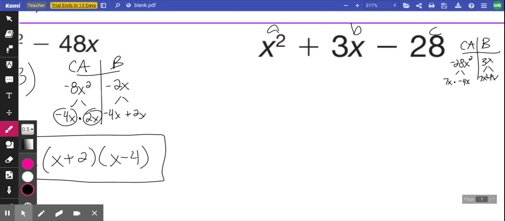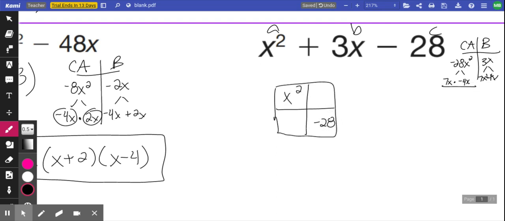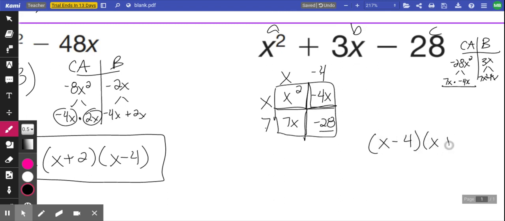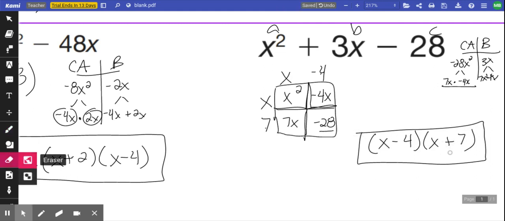To which then now I'm going to set up my box. Once again, A goes in the top left, C goes in the bottom right. And then what I came up with here fills in the rest. I know x times x is x squared. I know to get here, I need to multiply by negative 4. To get here, I need to multiply by 7. And in fact, 7 times negative 4 is negative 28. I didn't factor out anything in front, so my answers are simply x minus 4, x plus 7. It doesn't matter which order these are written in. It could also be written as x plus 7, x minus 4. That would be the same.